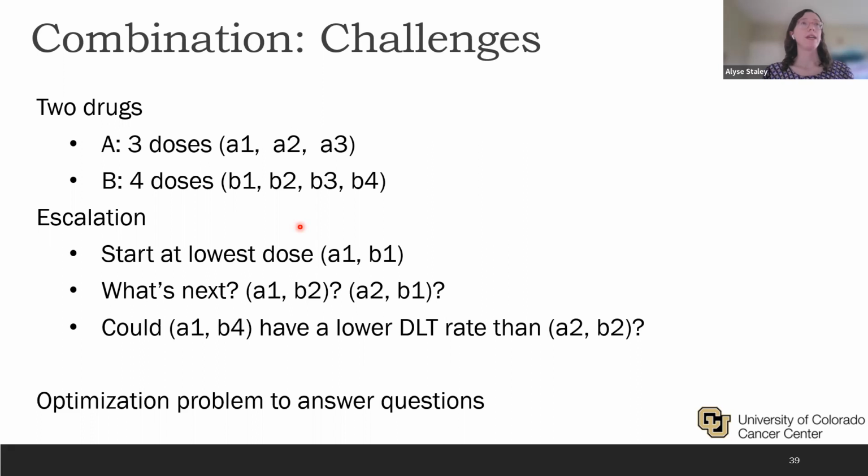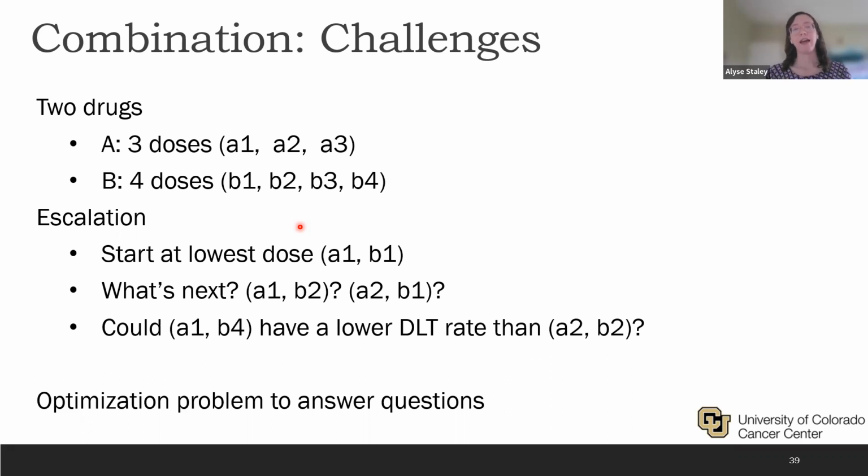For example, let's say we have 2 drugs. Drug A, which has 3 doses, A1 being the lowest, A2 being in the middle, and A3 being the highest. And drug B has 4 doses, ranging from B1 to B4. At first, we know that the first dose we should be treating patients at is the lowest dose, which is clearly A1, B1. But the statistical challenge comes when we have to decide which dose should be escalated to next.